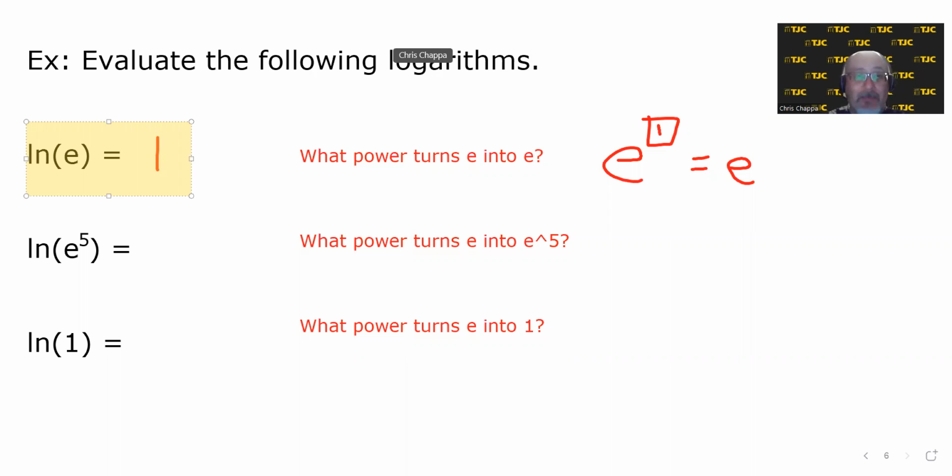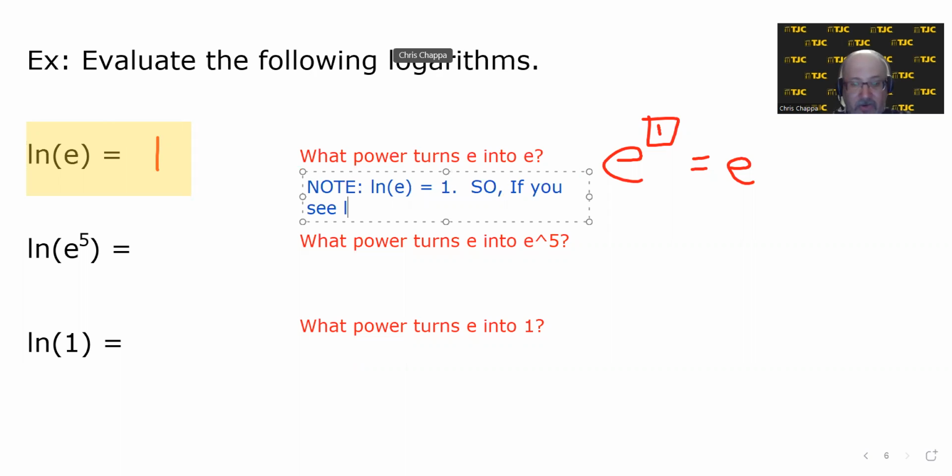So I'm going to add that to my list of things I'm typing here. Note, natural log of e is equal to 1. So if you see natural log of e, change it to 1. And you will see it, which is why I'm mentioning it.